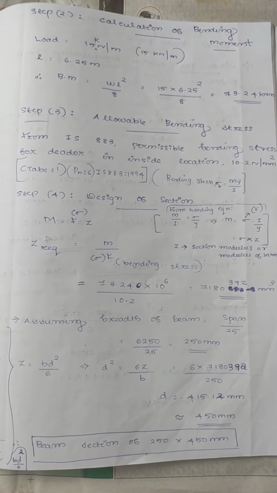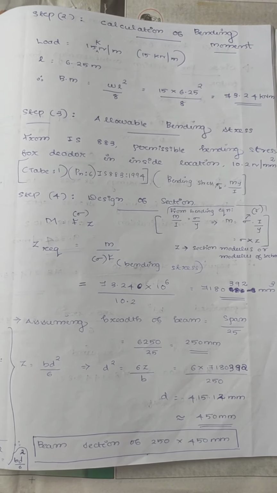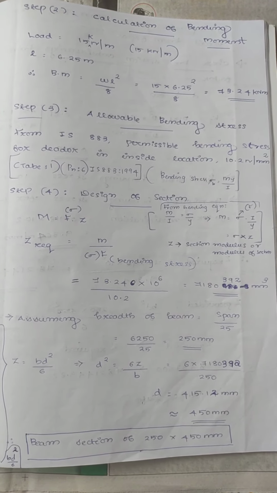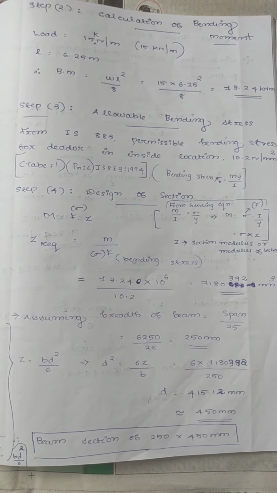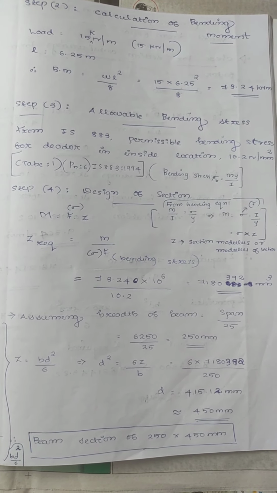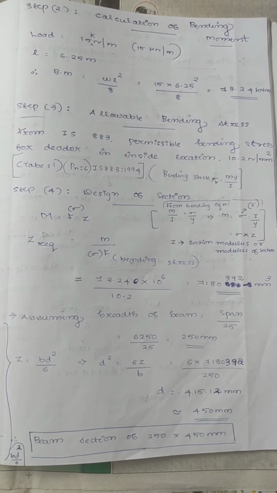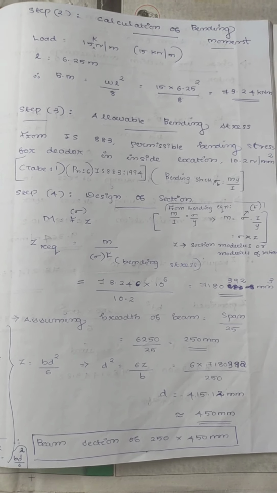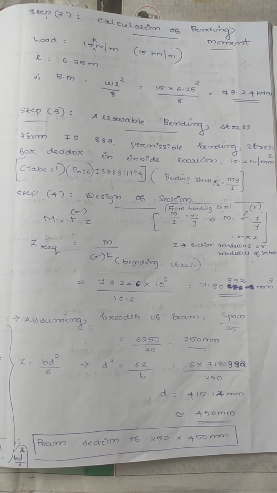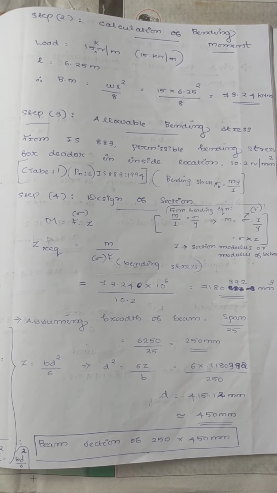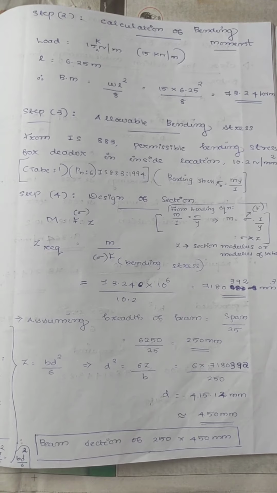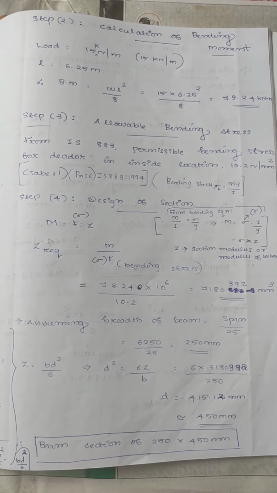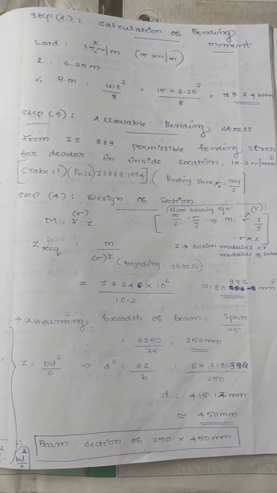Next is the allowable bending stress. Step 3. From IS 883-1994, the permissible or allowable bending stress for the deodar wood will be obtained as 10.2 Newton per mm square. So all the allowable values for this deodar wood can be directly taken from IS 883-1994. So this value of allowable bending stress we directly picked up from IS 883-1994.